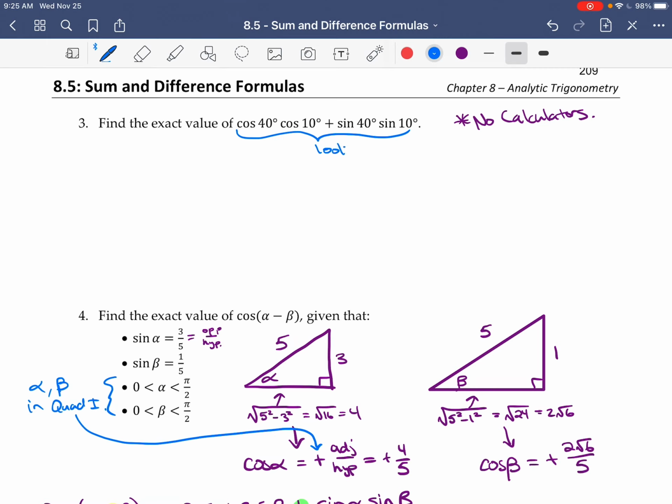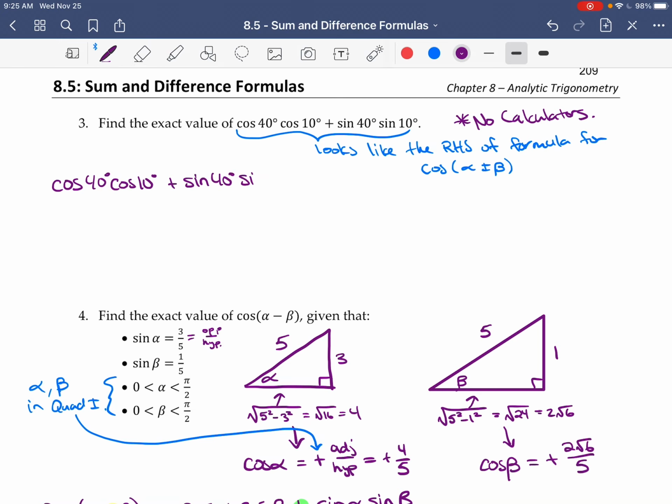But I do notice that this looks like the right-hand side of the formula for cosine of alpha plus or minus beta. So that means it should be equal to the left-hand side. So I just want to figure out what that left-hand side is going to be. So we're actually going backwards.